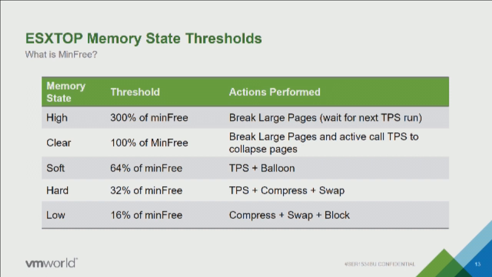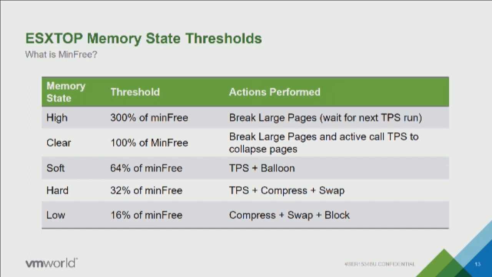The reason why is because then we do something called transparent page sharing. We have an active call for that when we shift into the clear state. Transparent page sharing is nothing more than memory deduplication. We don't deduplicate 2 meg pages in the RAM space. We only do it with 4K pages. Hence, the break large pages occurs at 300% of min-free. Hopefully the memory deduplication can stave off some of the more undesirable effects as we shift from clear to soft.